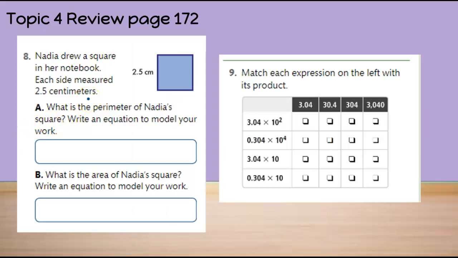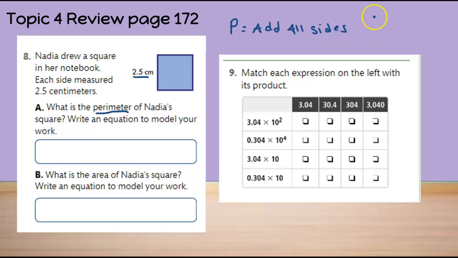Look at number 8. Natilda drew a square in her notebook. Each side measured 2 and 5/10 centimeters. It's written there. Now with a square, we've got 4 equal sides. Part A says, what is the perimeter? And we haven't really talked a whole bunch about perimeter, but to find the perimeter, you want to add up all of the sides. So I'm just writing up here, add all sides together.